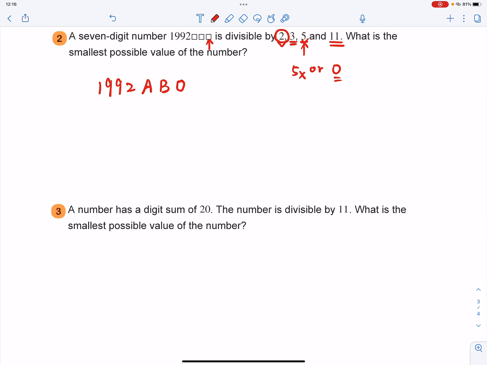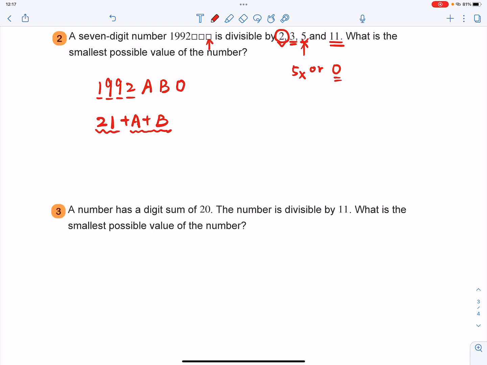So if a number is divisible by 3, you have to add all the digits together. So if you add 1992 all together, what do you get, guys? If you add these 4 digits together, that will be 21. And you add A, and you add B, and you add 0. So it's no need to write 0. And we already know that 21 is divisible by 3. That means A plus B should be divisible by 3.